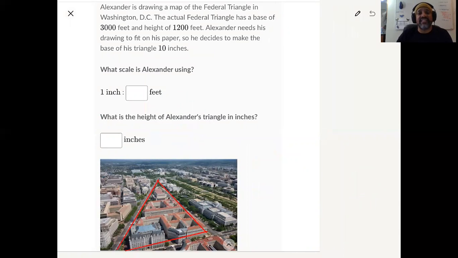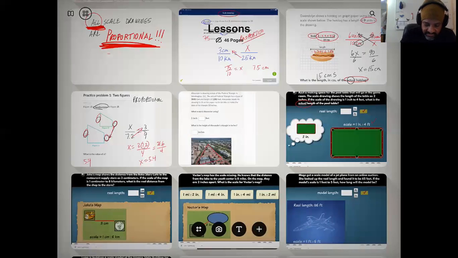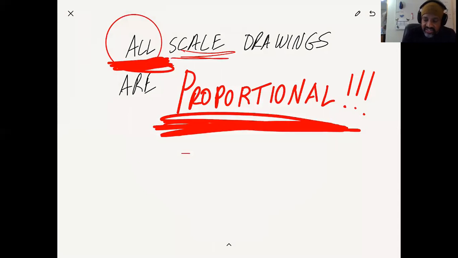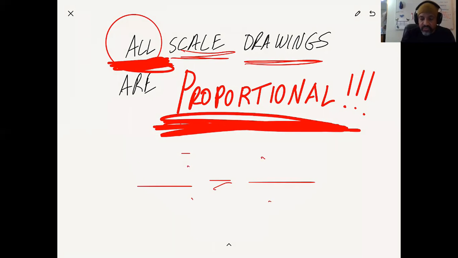Actually, I'm going to end on this. So that's the assignment for this week. It's going to be scale drawings. I'll do one more video using some iReady problems for Wednesday. But the idea is, if you see scale drawing, you should assume that they're proportional, which means that you should be able to set up a proportion. One of them, you'll have an unknown. That's what you're going to solve for. That's what you're doing this week.